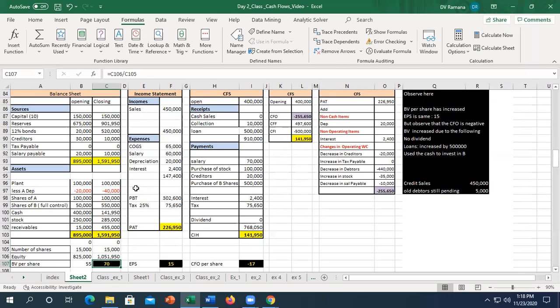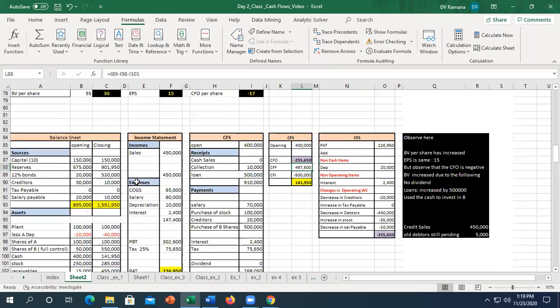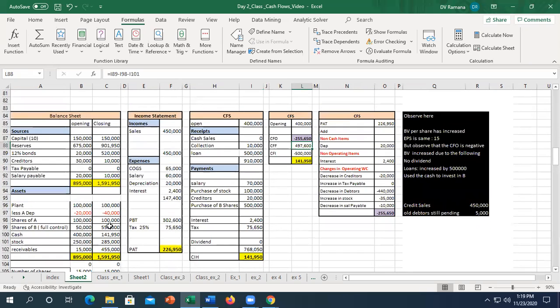So, and observe this, what did the company do? The company in this case also has borrowed money, 5,500,000. And what did they do with that increase in the cash flows? They raised money through the loan, you can see that. But what did the company do with that loan? In this case also they raised money, but now they raise money to invest in B, where they have full control.